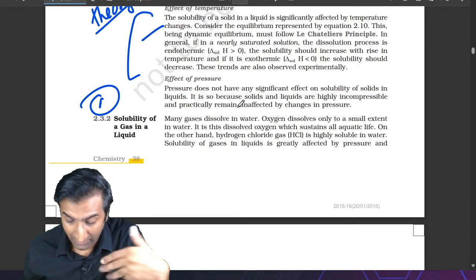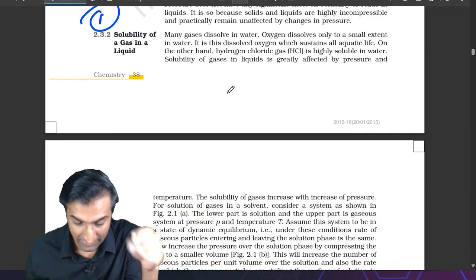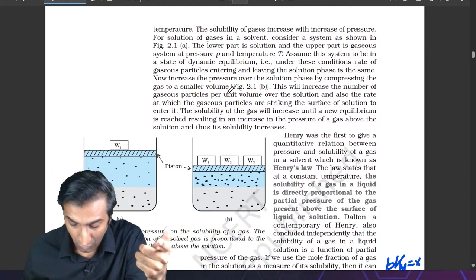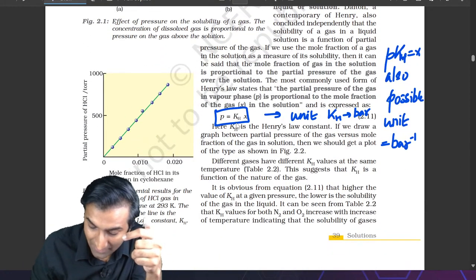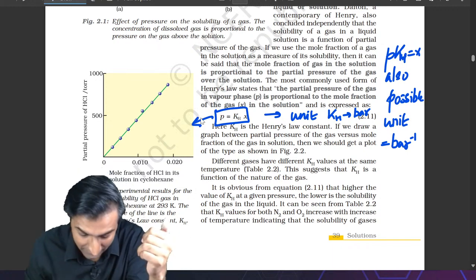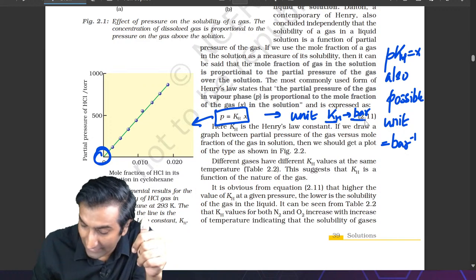So coming to what we are doing today, the most asked parts are what? Solubility of a gas in a liquid, the whole concept of Henry's law. P is equal to KH times X. There are graphs on this. The graph passes through the origin, and so on. And the unit of KH is bar.